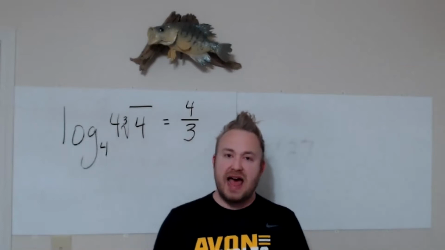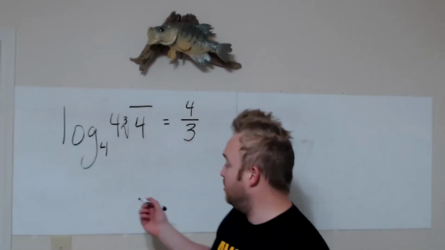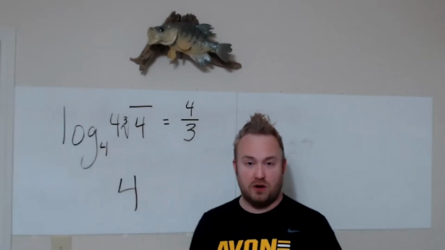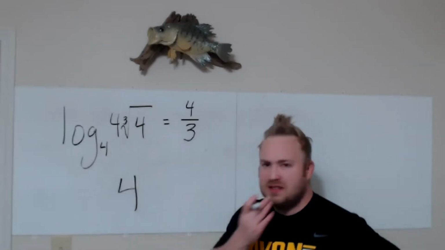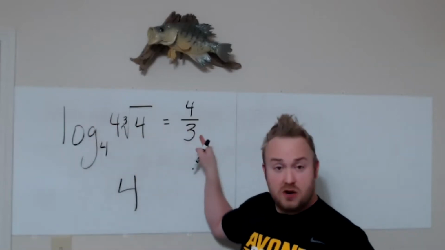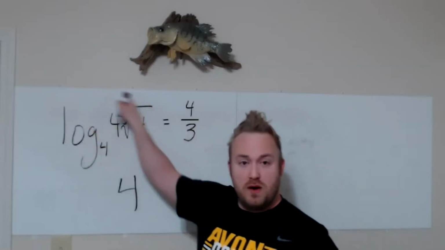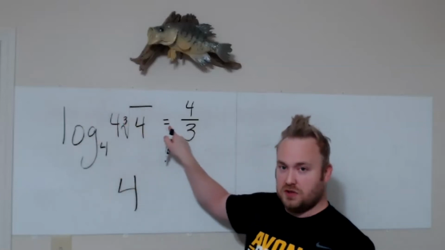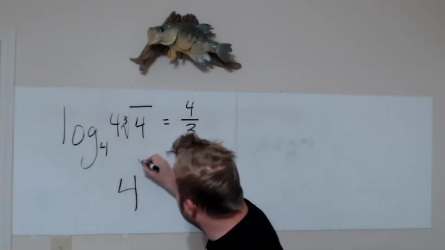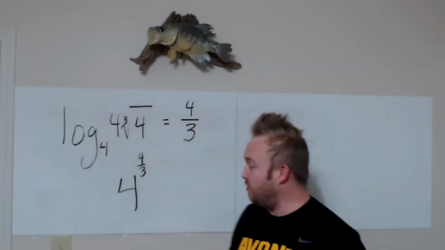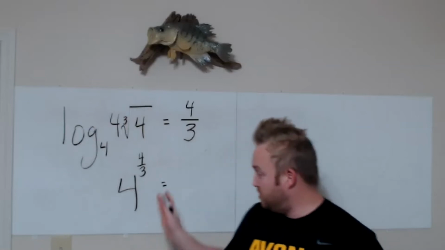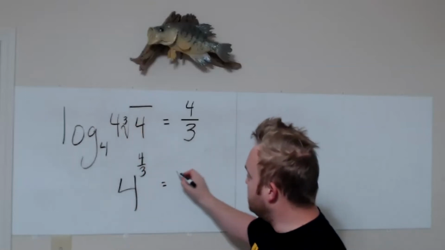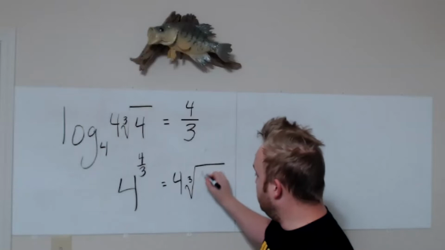If we are just asked to write this as an exponential, then we would just say, okay, the base of the log is 4, so the base of my power is 4. The exponent, what's the exponent? Well, doesn't the log equal the exponent, right? The value of the logarithm is the exponent, because a log equals, means is, an exponent. So that 4/3 is the exponent. And what's the power? The power is always what we're taking the log of, which in this case is 4 times the cube root of 4.